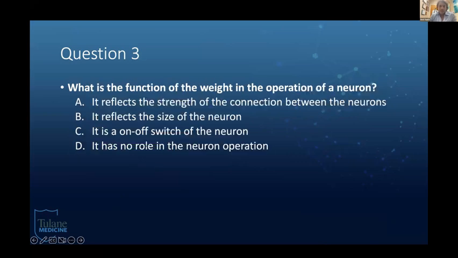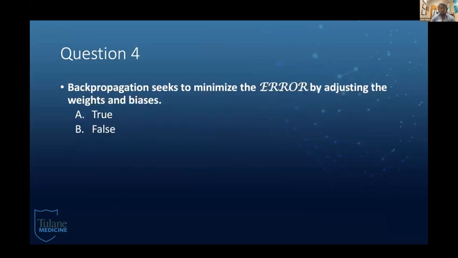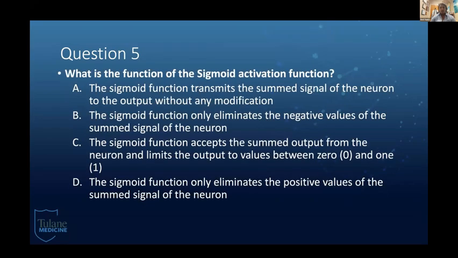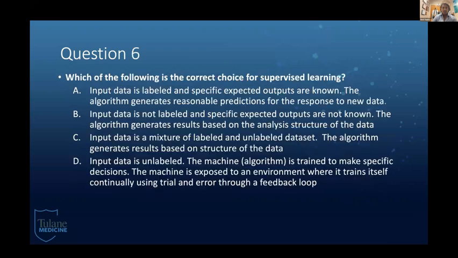What is the function of the weight in the operation of a neuron? It reflects the strength of the connection between the neurons. Backpropagation seeks to minimize the error by adjusting the weights and biases. That's true. What is the function of the sigmoid activation function? Again, that's a nonlinear function, a damping mechanism, which yields an output that is more usable, between 0 and 1. Again, a stable output is what we seek to achieve.